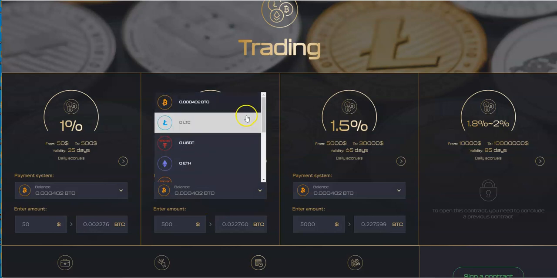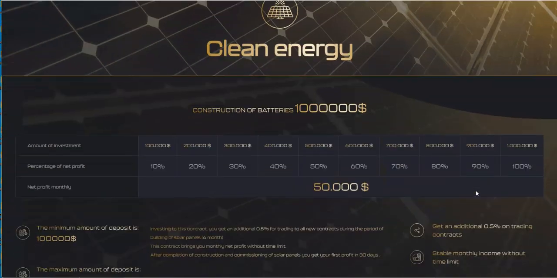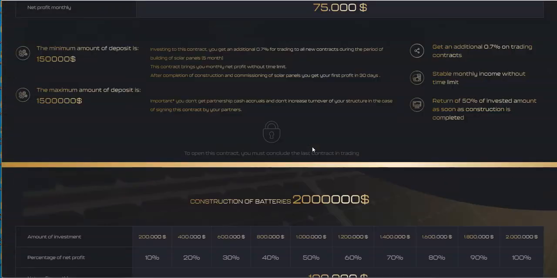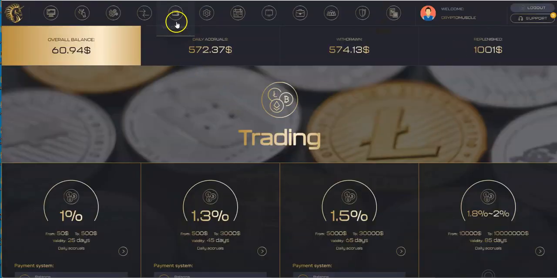Right? And then once you do, sign a contract and then you're in. Just like that. And this is the clean energy area here. Yeah, I just want to entertain that. It's just a lot to commit to in terms of money.